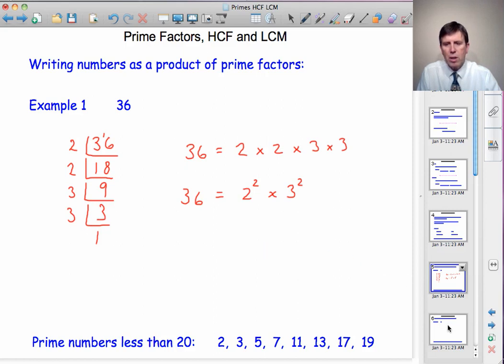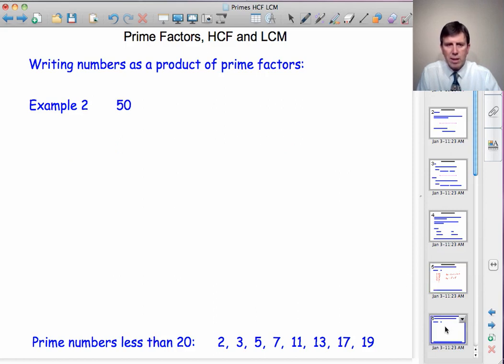Let's go on now and look at another example. 50. Is 50 even? Yes, it is. So I can divide it by 2. 2 goes into 5 twice, 1 left over. 2 goes into 10 5 times. Now I'm finished dividing by 2 because I haven't got an even number.